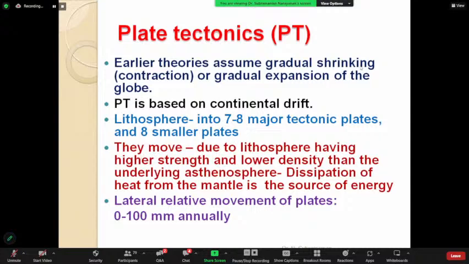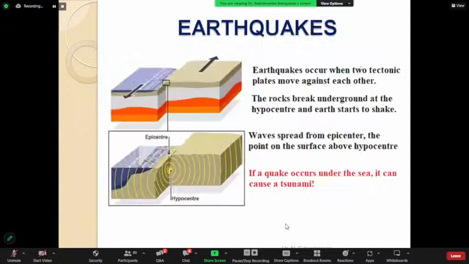When they move, they dissipate heat. Actually, they are maintained by the dissipation of heat from the mantle, which is the source of energy for them. The lateral relative movement of plates may be 0 to 100 millimeters annually. Earthquakes occur when two tectonic plates move against each other. When the big plates and smaller plates move and hit against one another, earthquakes occur.